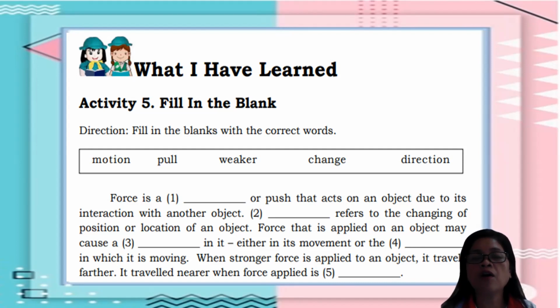Force that is applied on an object may cause a change in it, either in its movement or the direction in which it is moving. Okay. When a stronger force is applied to an object, it traveled farther. It traveled nearer when force applied is weaker, mahina. Okay, let's move.